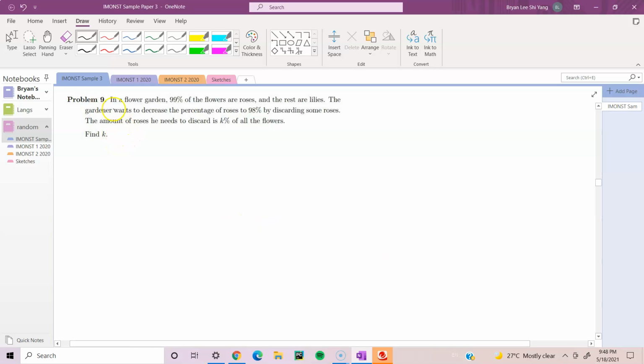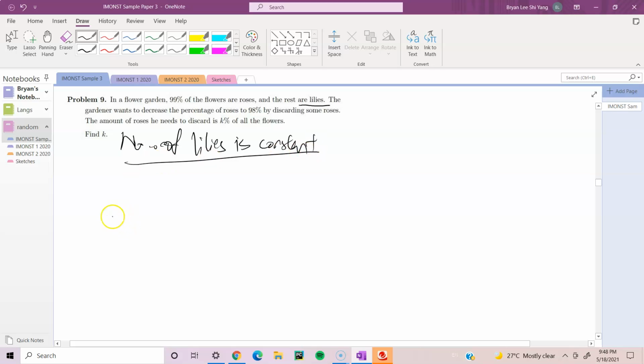Okay, so in a flower garden, 99% of flowers are roses and the rest are lilies. The gardener wants to decrease the percentage of roses to 98% by discarding some roses. The amount of roses he needs to discard is k% of all the flowers. Find k. Note that in this context, the number of lilies is constant. Okay, so it doesn't change.